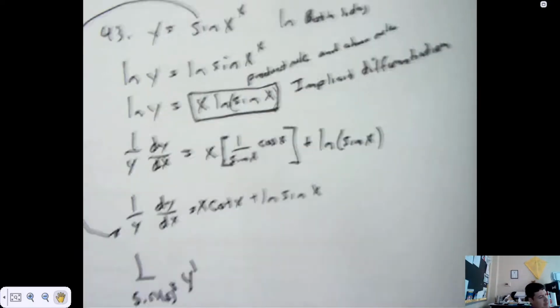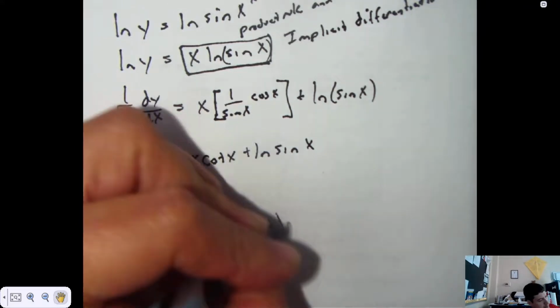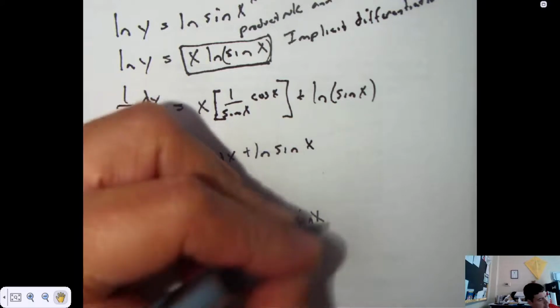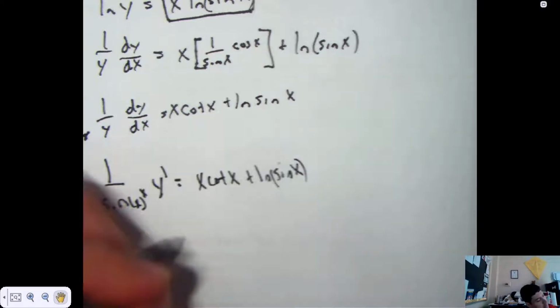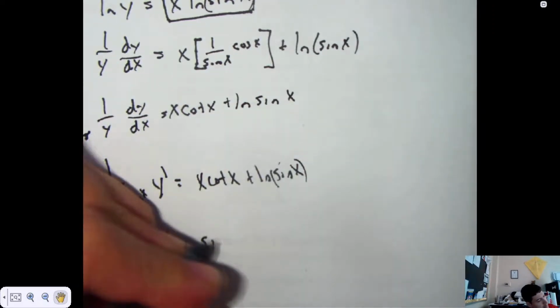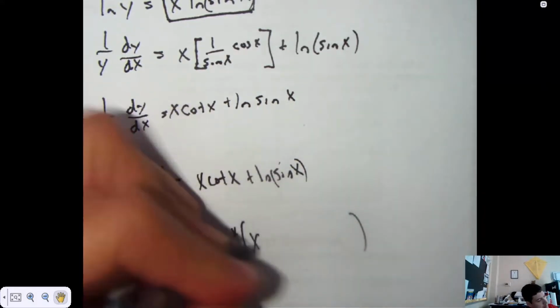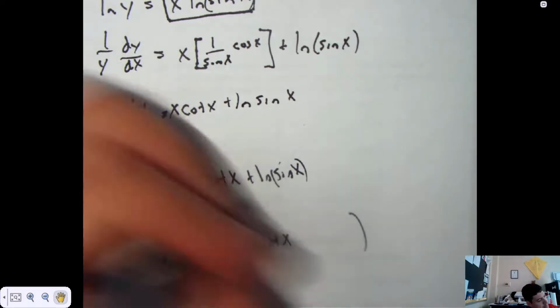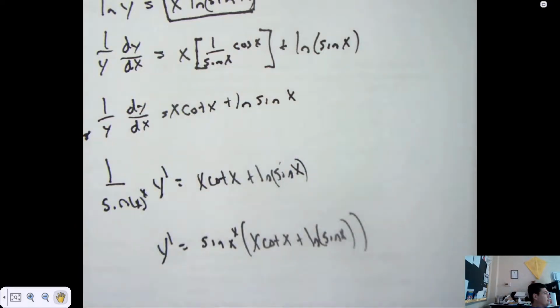I'm going to write y prime just because my handwriting's so bad. Equals x cotangent of x plus the natural log of the sine of x. Now, you'd have y prime if you just multiplied everything by what? Sine of x to the x. So here's your derivative. I'm just going to wrap a set of parentheses around everything and not worry about it. I'm not going to distribute it in. Be done with it. There's your derivative, 43.